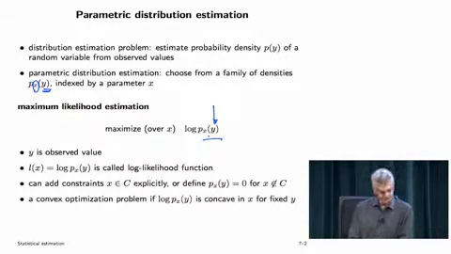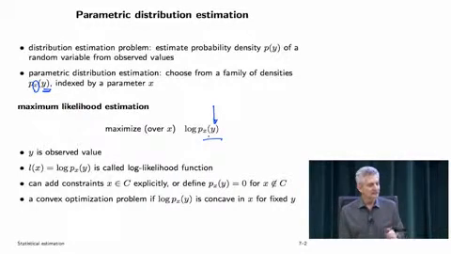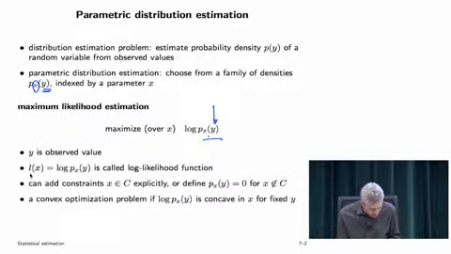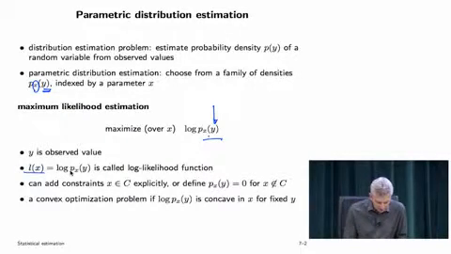If you take a statistics course, you'll hear all about why this is a good idea and, in some cases, asymptotically optimal and all that kind of stuff. So this is L of x. That's going to be the log likelihood function. And you can add constraints on that. And a lot of times they're implicit.